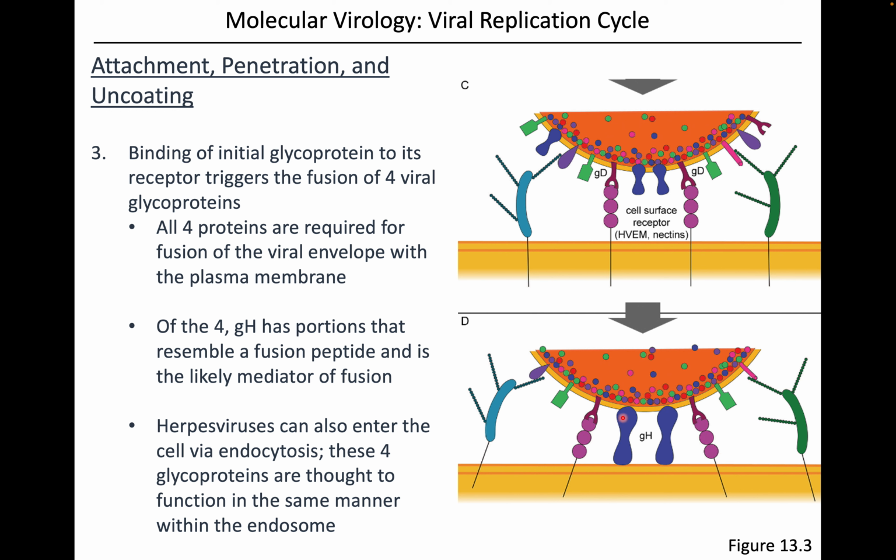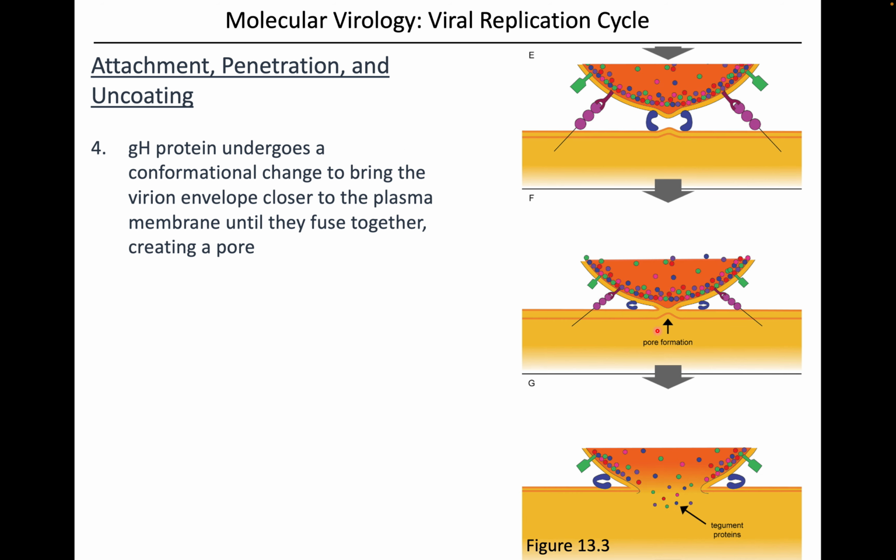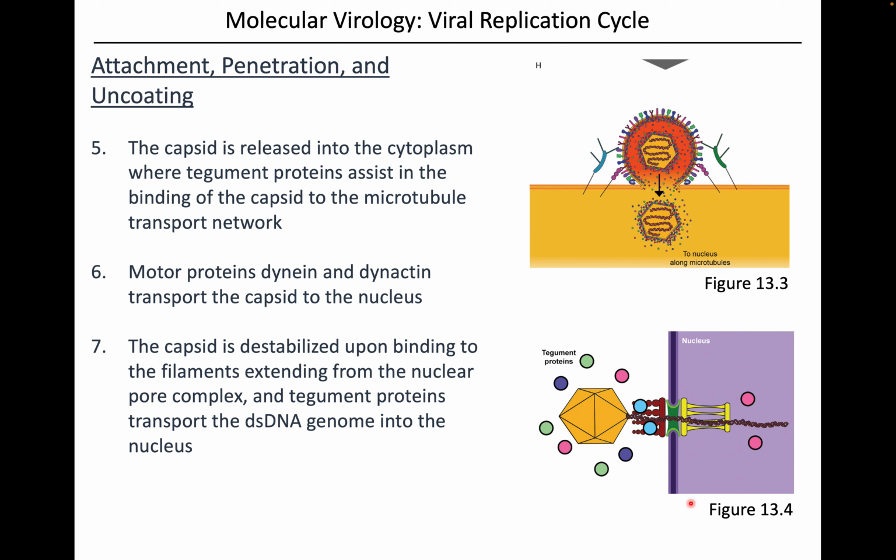But I think this increase in size in the blue glycoproteins here is supposed to represent that fusion, with glycoprotein H as kind of the key player here. And they think that glycoprotein H then undergoes a conformational change that's basically going to pull the viral envelope into contact with the plasma membrane. Those two will fuse together, essentially creating a pore that then will allow all the tegument proteins and the nucleocapsid to come out into the cytoplasm.